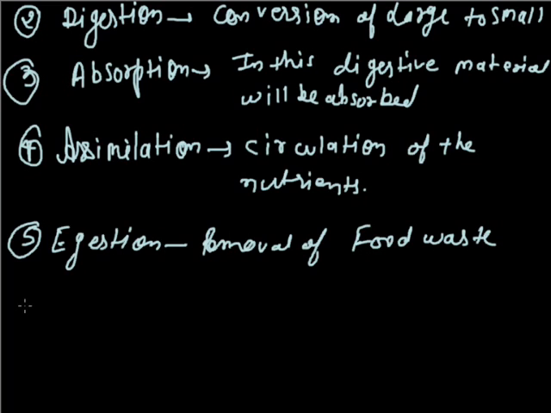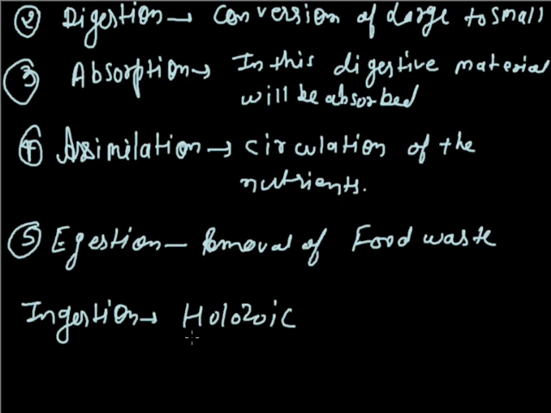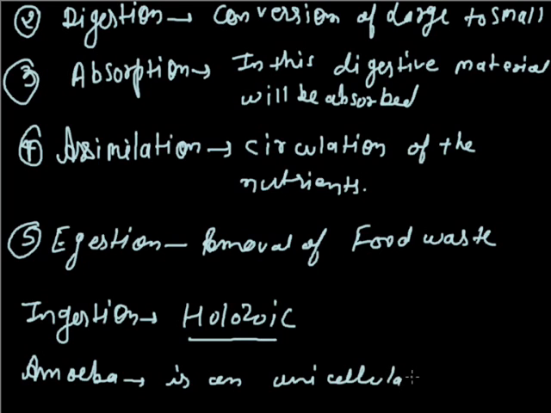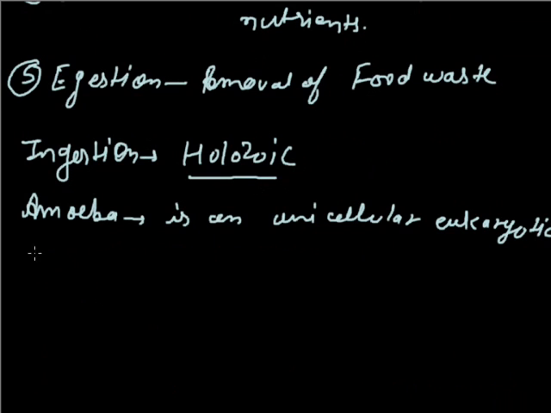First, we'll discuss the process of ingestion. During the process of ingestion, the animal can be holozoic. I'll take the example of amoeba first. Amoeba is a unicellular eukaryotic organism.